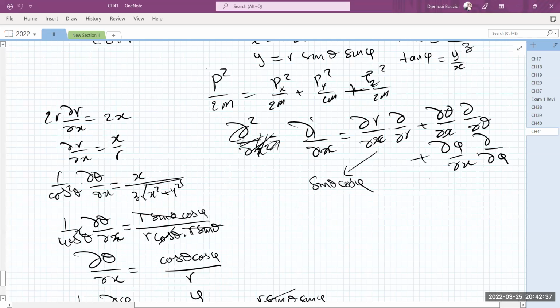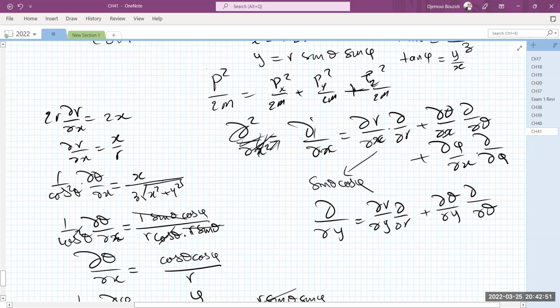We still have to do the derivative with respect to y. In the same fashion, it's going to give me dr with respect to y, d with respect to r, plus d theta with respect to y, and d with respect to theta, and then finally d phi with respect to y, and the derivative with respect to phi.